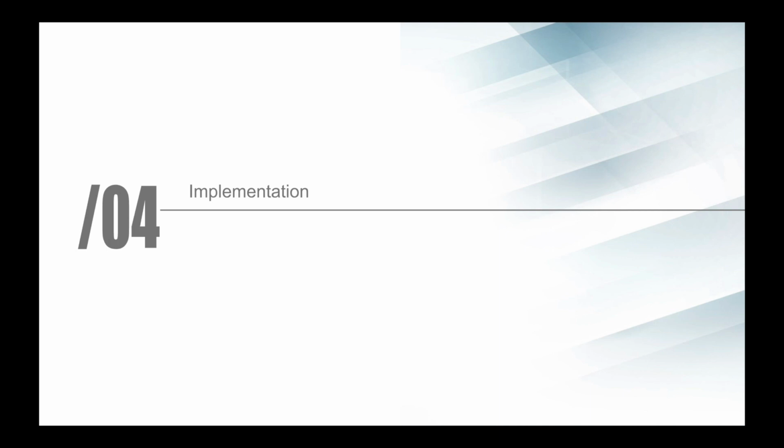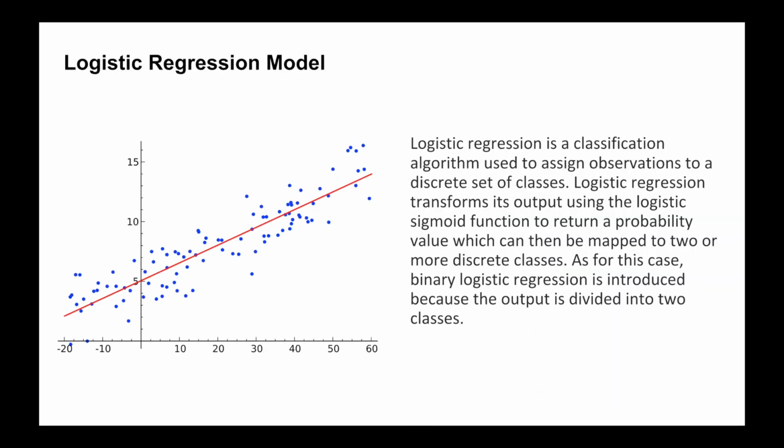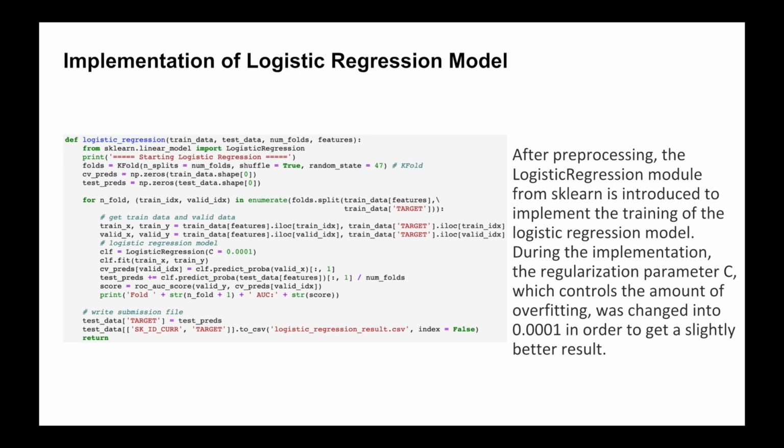For the implementation part, we are going to introduce 3 models. First of all, the logistic regression model. Logistic regression is a classification algorithm used to assign observations to a discrete set of classes. Logistic regression transforms its output using the logistic sigmoid function to return a probability value which can then be mapped to 2 or more discrete classes. As for this case, binary logistic regression is introduced because the output is divided into 2 classes.